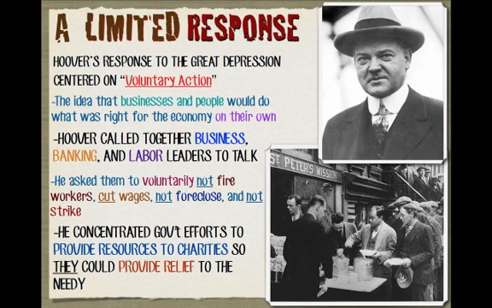So, a limited response. Hoover's response to the Great Depression centered on voluntary action, the idea that businesses and people would do what was right for the economy on their own. Hoover called together business, banking, and labor leaders to discuss this. He asked them to voluntarily not fire workers, to not cut wages, not to foreclose, and not to strike. He concentrated government efforts to provide resources to charities so that they could provide relief to the needy, but it wasn't coming from the government.